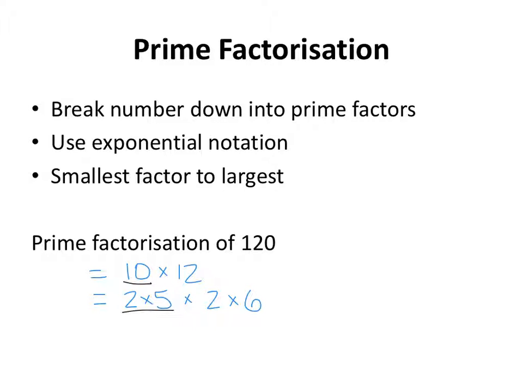Notice that we're keeping track of the numbers which multiplied together to give us 10, and the numbers which multiplied together to give us 12. 2 and 5 were prime numbers. They aren't going to change. For the factors of 12, 2 is a prime number, but 6 is composite. It can be rewritten as 2 multiplied by 3.